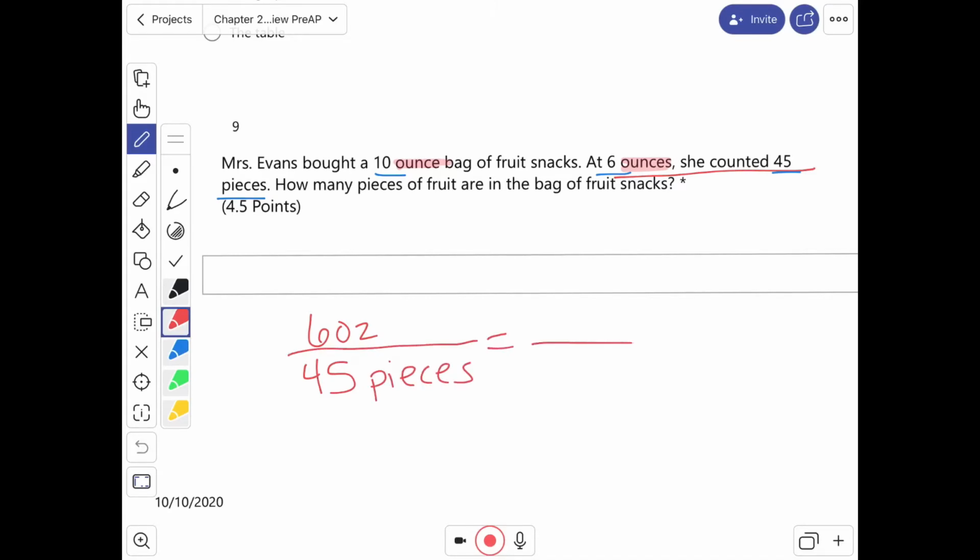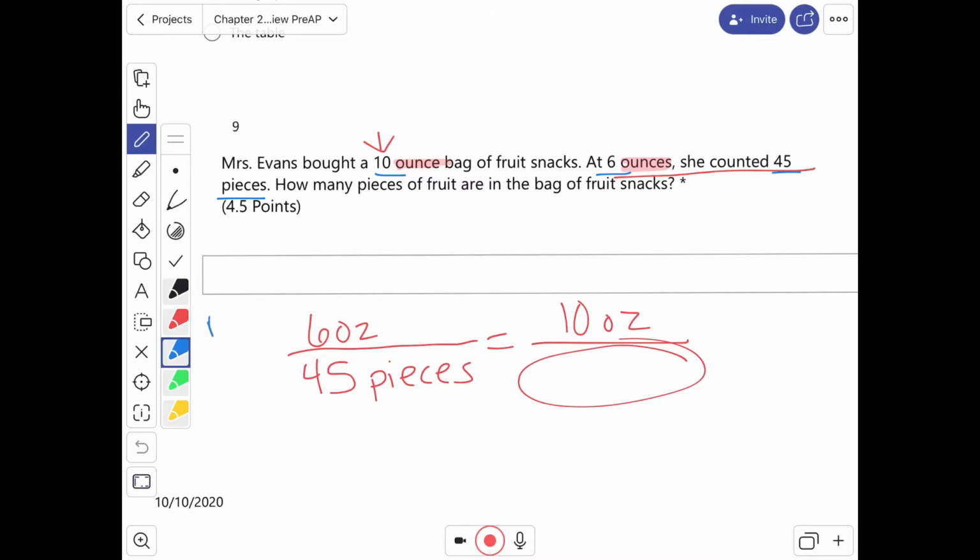And when we set up a proportion, we want the items to be lined up. So 6 ounces goes with 10 ounces, and we're looking for that number right there. To solve a proportion, first we look for a relationship. Is there anything I could do to 6 to get to 10? No. I couldn't multiply 6 times something and get to 10.